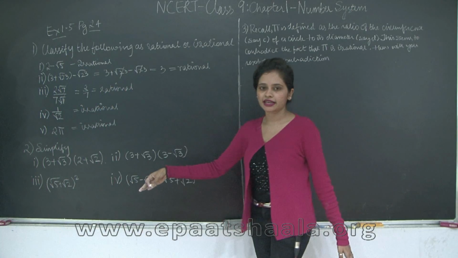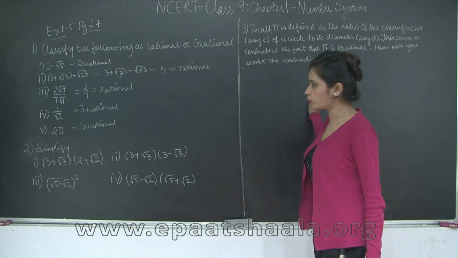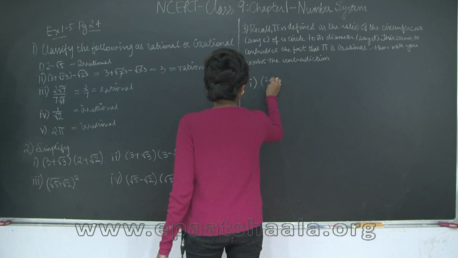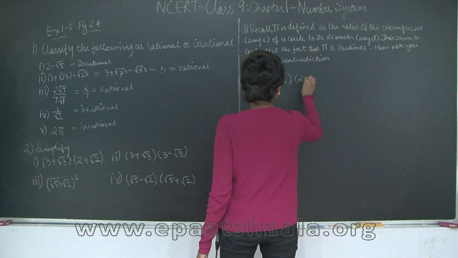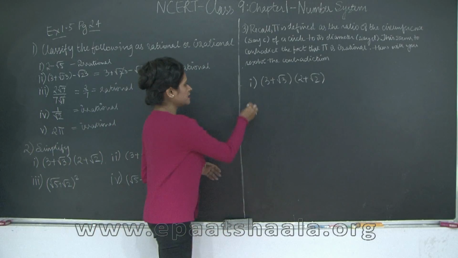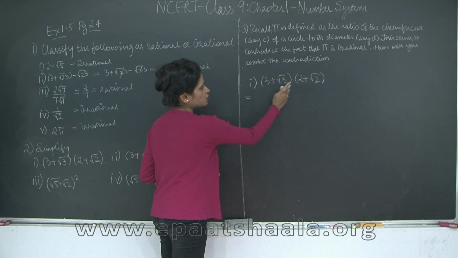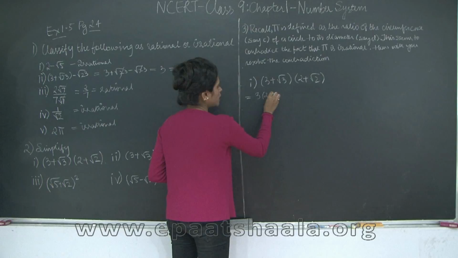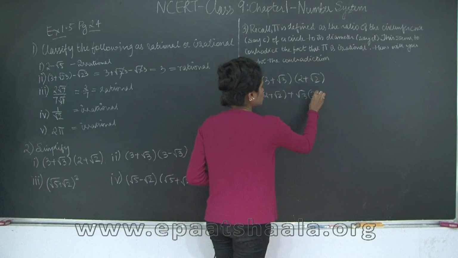Now let's proceed to the second question, wherein you need to simplify the following expressions. I'm going to do it on this side of the board. So let's take the first one, where I have 3 plus root 3 into 2 plus root 2. So I am going to expand this. This is going to be 3 into this entire bracket plus root 3 into this entire bracket. So I get 3 into 2 plus root 2 plus root 3 into 2 plus root 2.